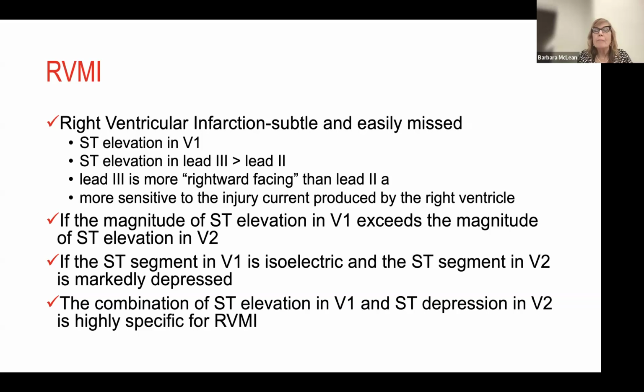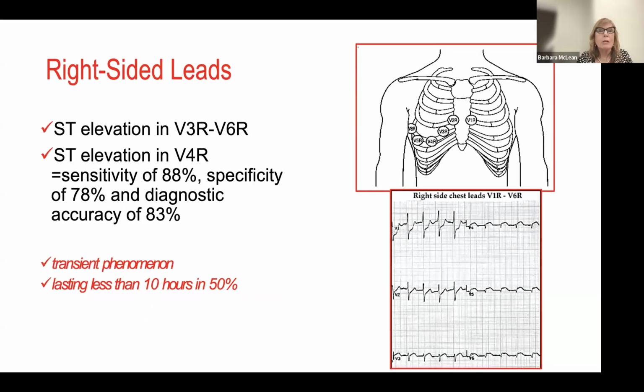So again, RVMI, I'm going to look for mild ST segment elevation V1, ST segment elevation in lead 3 greater than lead 2, because lead 3 is a more rightward facing lead than lead 2. And if I have significant ST segment elevation V1 higher than elevation V2, or if this ST segment elevation V1 is flat and the ST segment in V2 is markedly depressed, I'm always going to observe for other issues. I'm going to look for RV infarct. I'm going to look for posterior infarct. That's the problem, because these changes are subtle and require a lot of attention to detail.